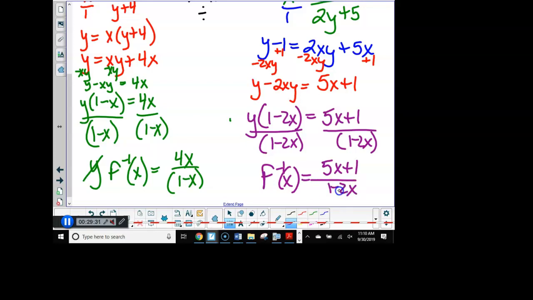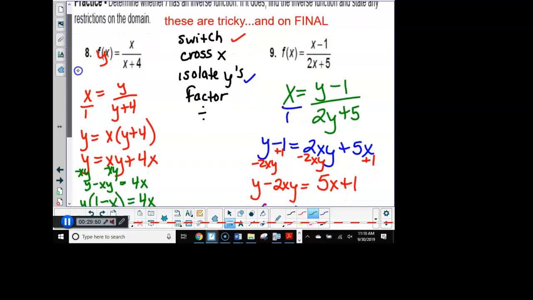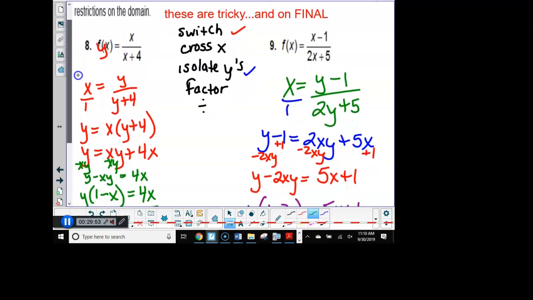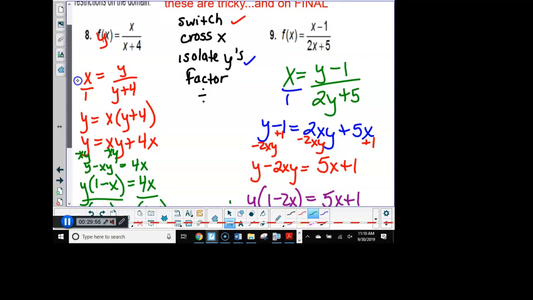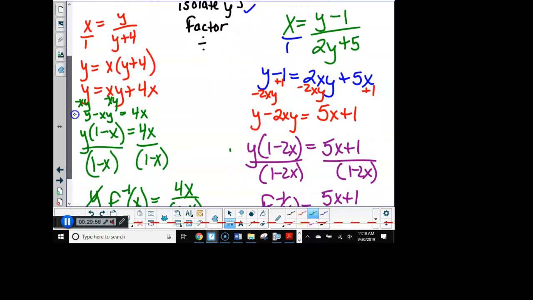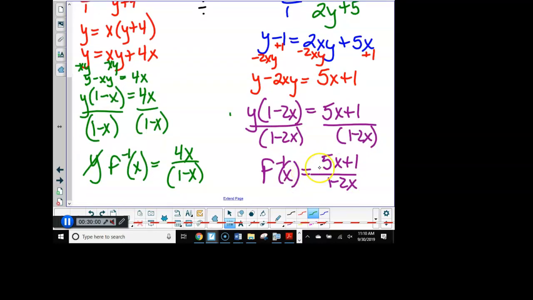Now, what have I forgotten to talk about? Anybody know? Domain restrictions, yes. Okay, what's happening on, let's go over to this one on the left here. Number 8 had a domain restriction initially of x couldn't equal -4, but now the domain restriction is x cannot equal 1 because we can't divide.